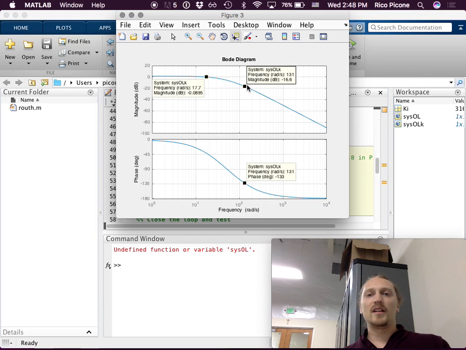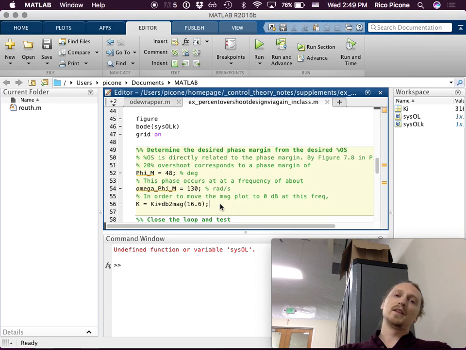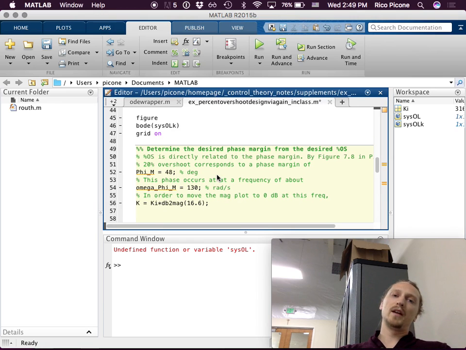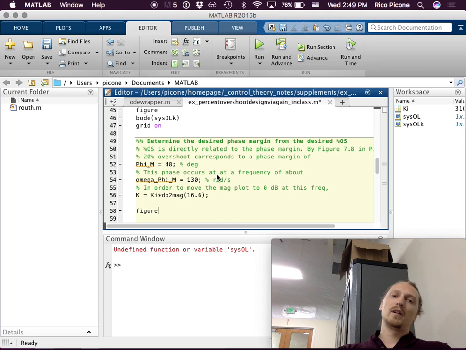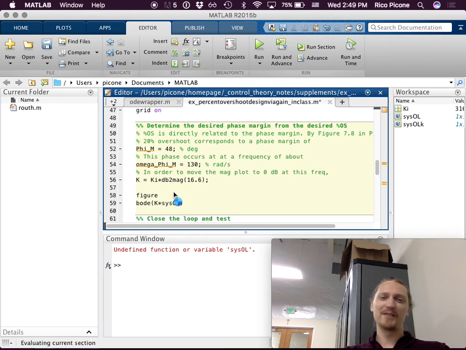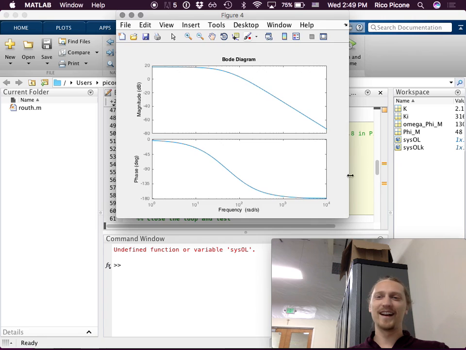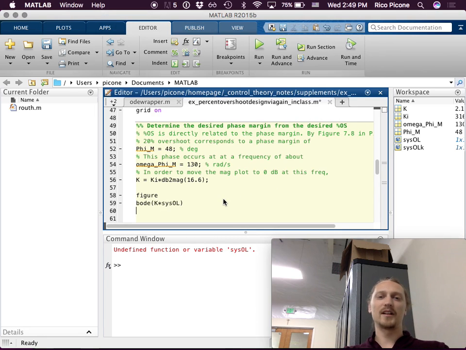And I didn't include this, but we could easily do so. So let's do a figure, Bode of K times the open loop. You type bode. No? Okay. I'll do grid on. Grid on is good.